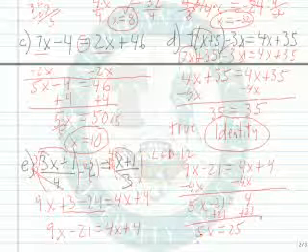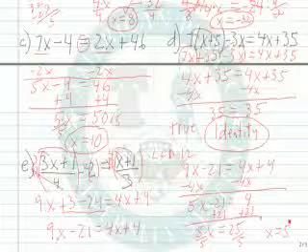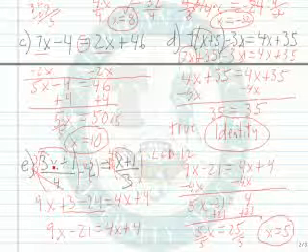The opposite of multiplying by 5 is dividing by 5. So x equals 5. Remember that we could put 5 back into this in our calculator and double check to make sure the two sides are the same.